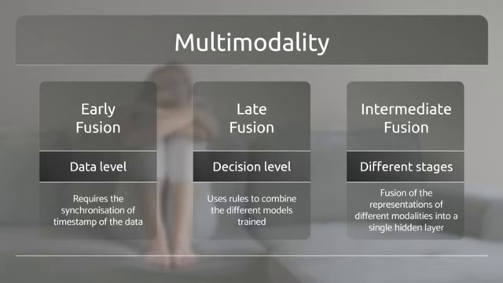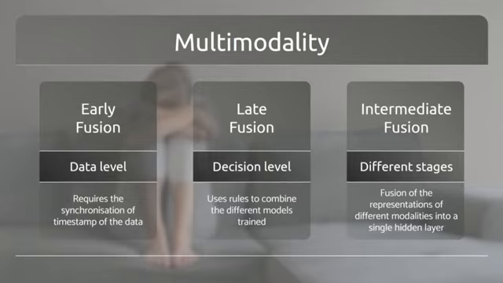By extracting and mixing important information from the different modalities, the expected output will encompass a richer representation and have higher performance than predicting based on individual modalities. Multimodal data fusion is generally achieved by these 3 techniques. Early fusion involves fusing multimodal data before the analysis is conducted. This technique requires the synchronization of timestamp of data from different modalities. Late fusion involves separately training independent models and fusing only at the decision-making stage. Rules are used to combine the different models trained.